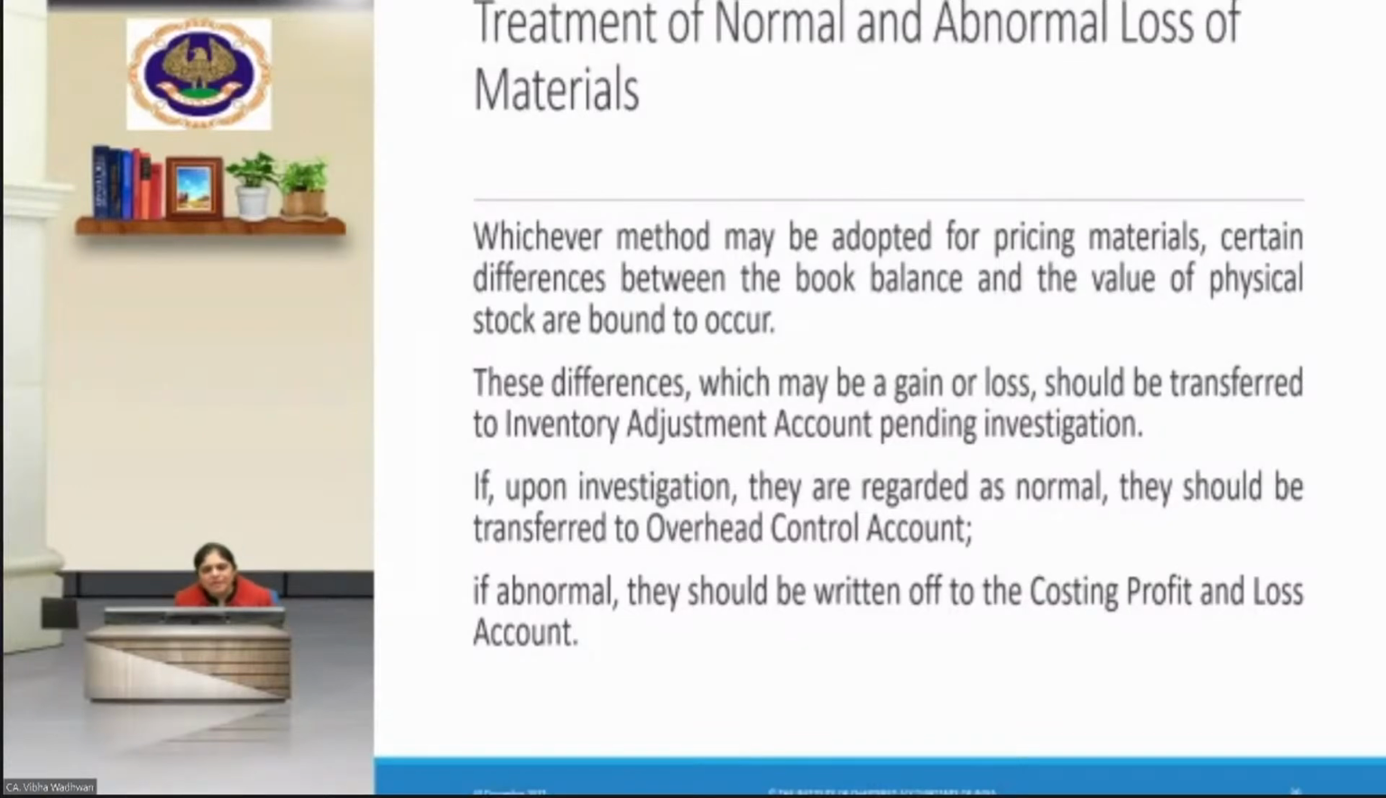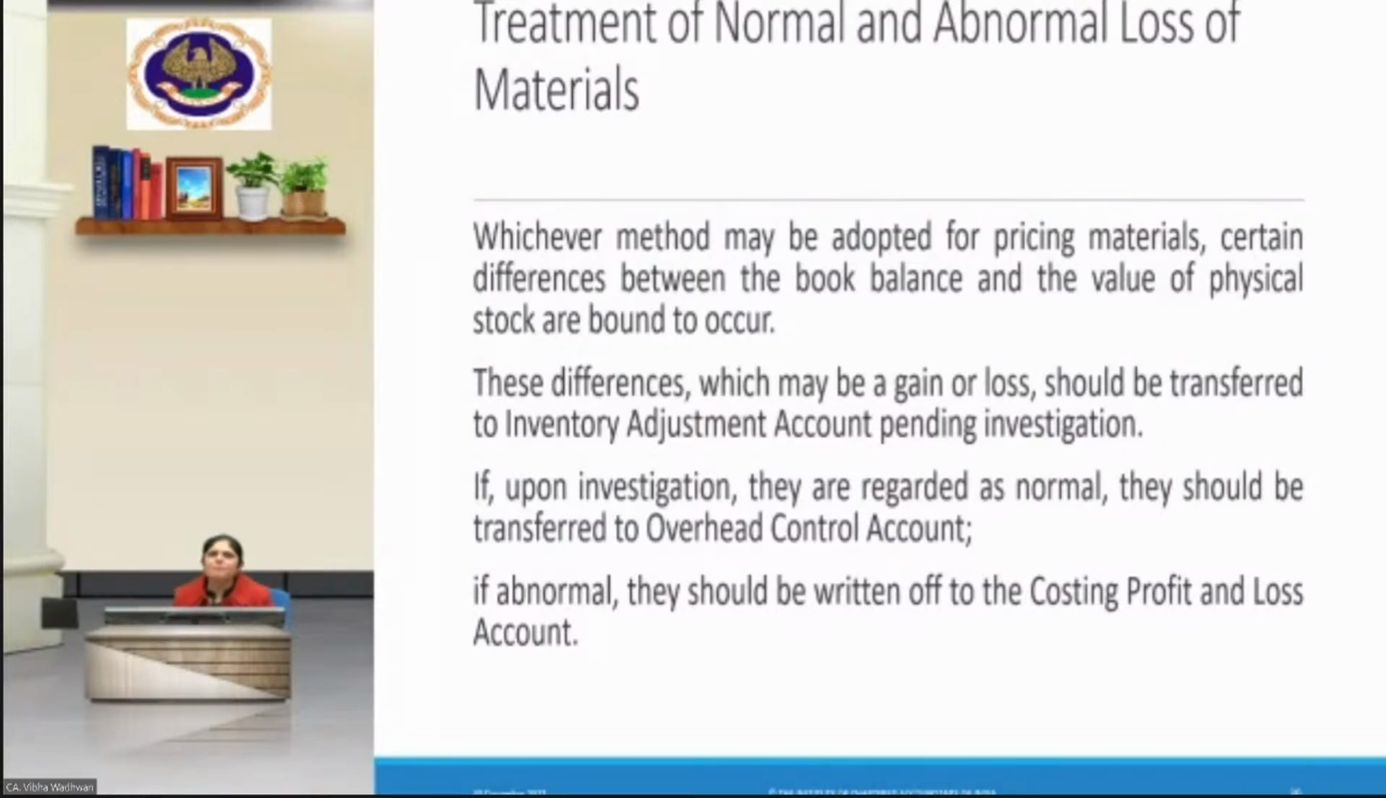So this may be a gain or a loss, and should be transferred to the inventory adjustment account pending investigation. When we do the cost accounting system, the books of cost accounting, then you will understand it in a better way. But yes, you should know how we deal with the adjustments. If upon investigation they are regarded as normal, they should be transferred to the overhead control account. If abnormal, they have to be transferred to the costing profit or loss account.